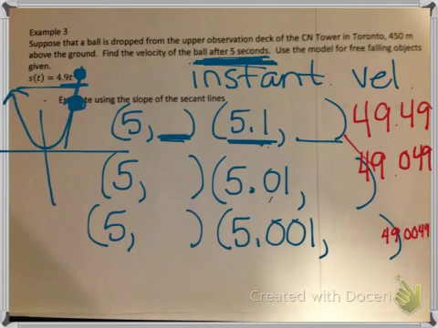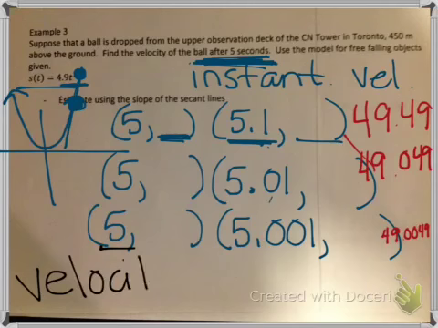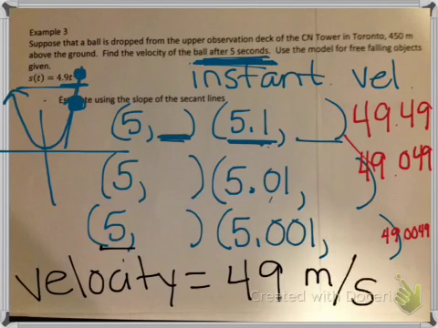So, if you've all guessed that the answer is 49, you are correct. Because as I'm getting closer and closer and closer to 5, my slope of the secant line is getting closer to 49. Okay, so find the velocity after 5 seconds. So the velocity after 5 seconds would be 49 meters per second. Okay, because that's what this is getting closer and closer to as I find the slope between those points.